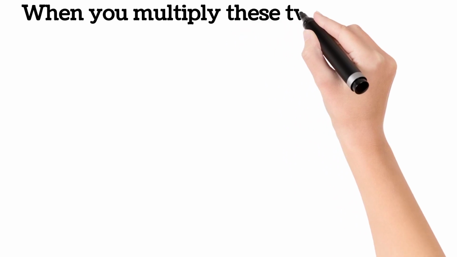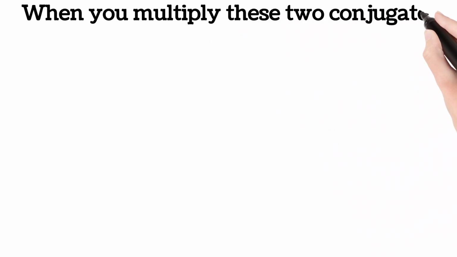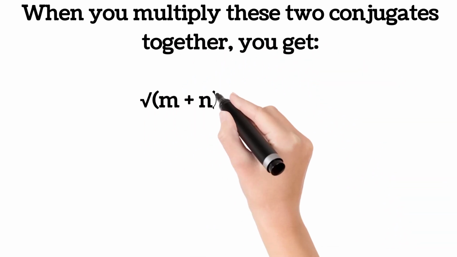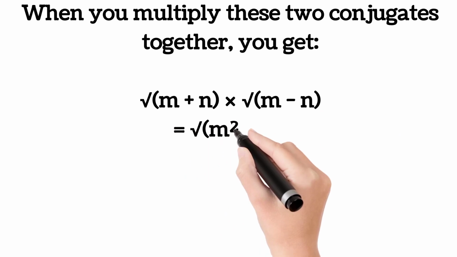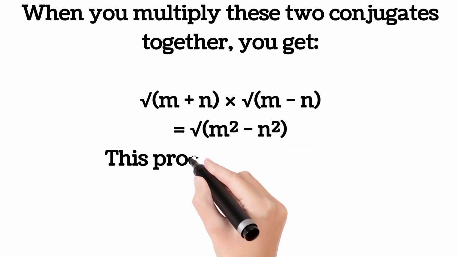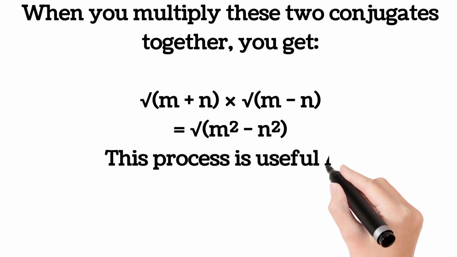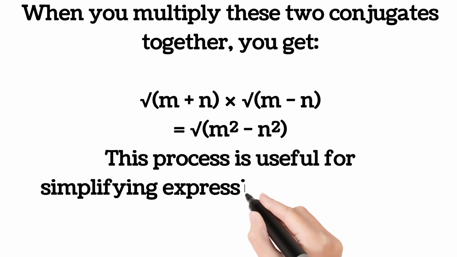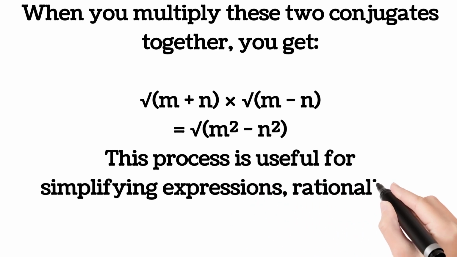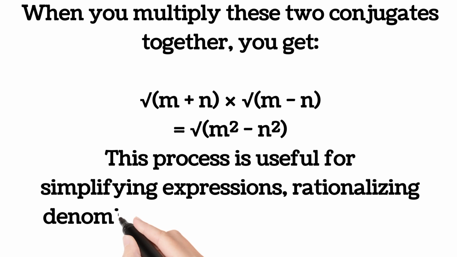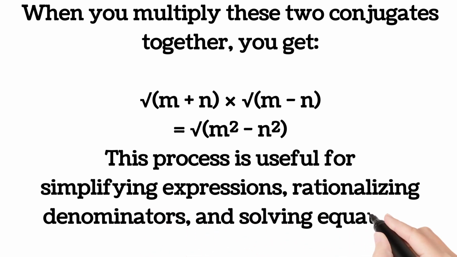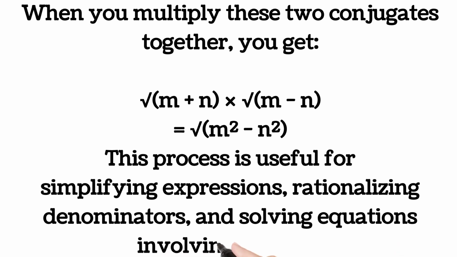When you multiply these two conjugates together, you get root m plus root n times root m minus root n, equal to root m squared minus root n squared. This process is useful for simplifying expressions, rationalizing denominators, and solving equations involving radicals.